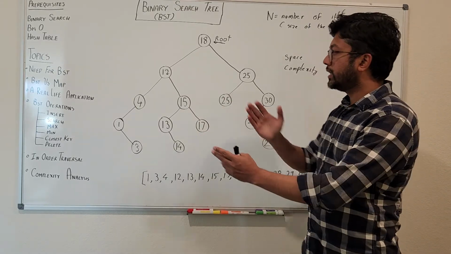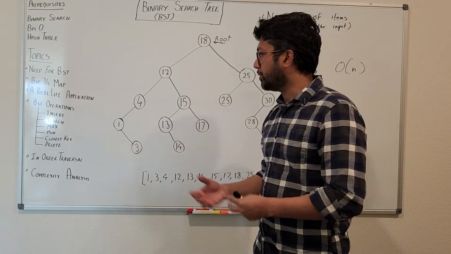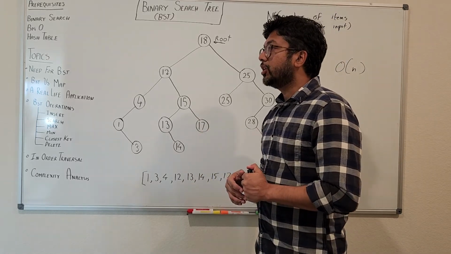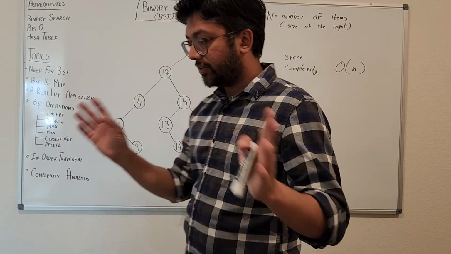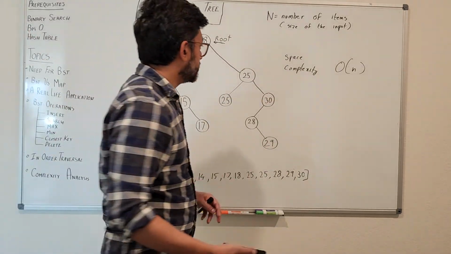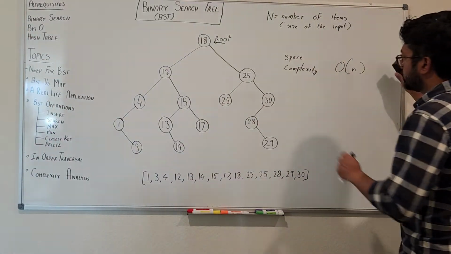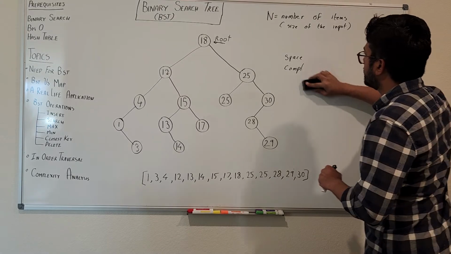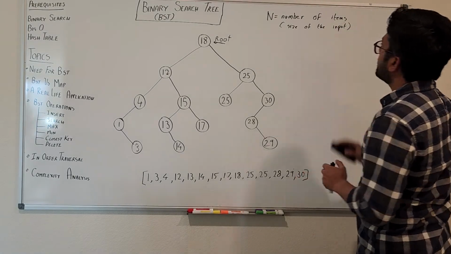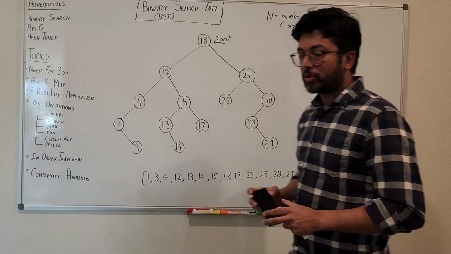Suppose you needed half the number of nodes, it will still be big O of n. If it's logarithmic, then it will be log n. But in this case none of that is true. So to keep it simple, the space complexity is big O of n. Now next is time complexity.